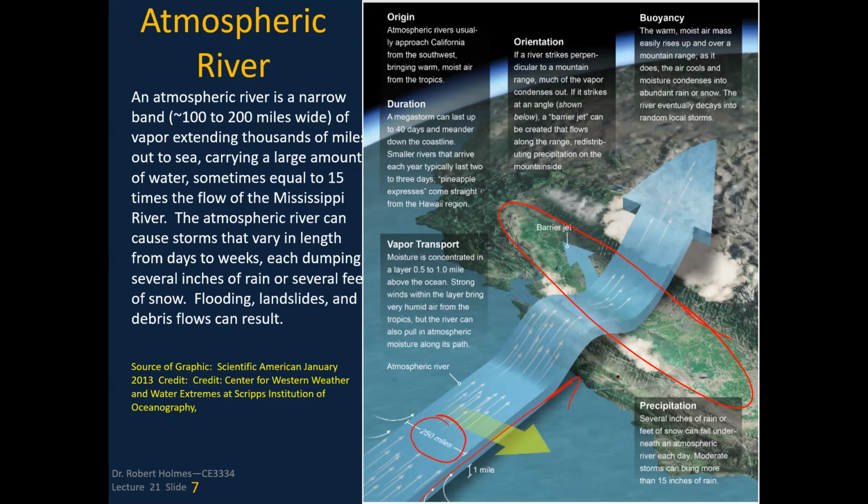And as it comes in, you get the coastal range, you'll get orographic lifting here, but you get massive amounts of rainfall dumping on top of the state of California. And the interesting thing is you can get as much as 15 inches or more of rain during one of these storms.